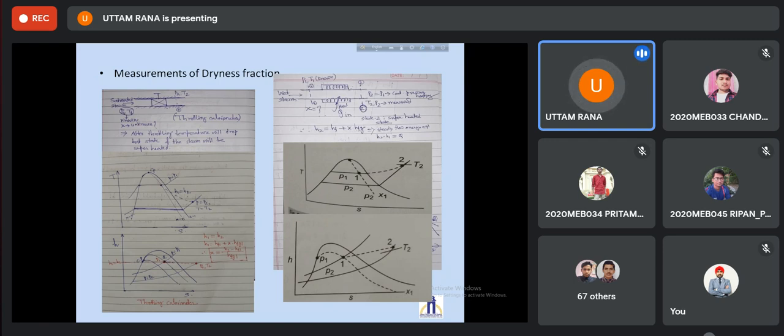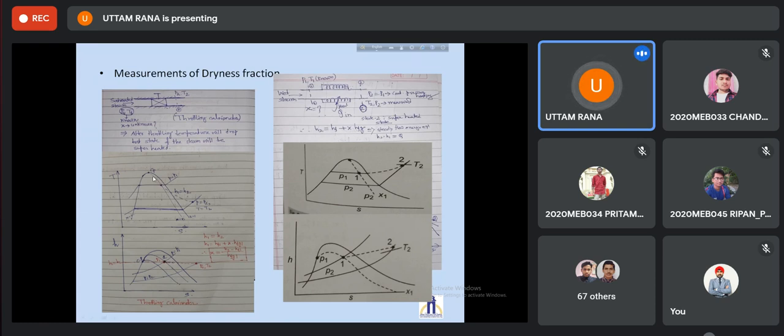So once you come to this state 2, you'll get pressure P2 and temperature T2. So you get the value of H2 from the steam table. Once you know the value of H2, we know throttling is basically a constant enthalpy process. It takes place in an adiabatic manner. This is adiabatic but not reversible, an irreversible process. So H1 is equal to H2.